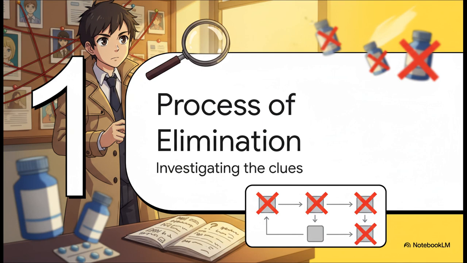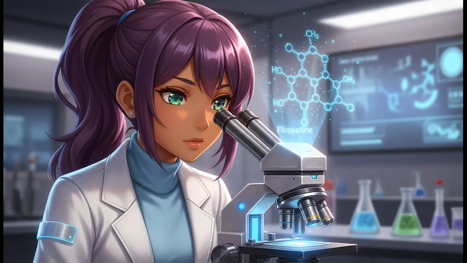You know, the best way to solve a multiple-choice puzzle like this is often the process of elimination. So that's our strategy. We're going to look at the wrong answers first. By figuring out what they are, we'll be left with the one thing they're not, which is going to be our answer. All right, let's put our first suspect under the microscope: fluoxetine hydrochloride.